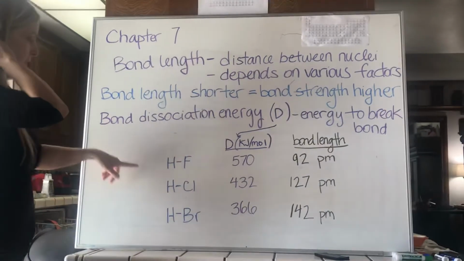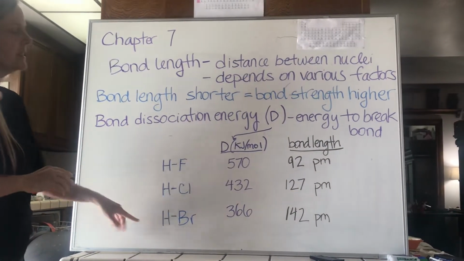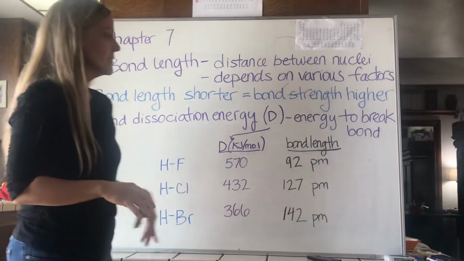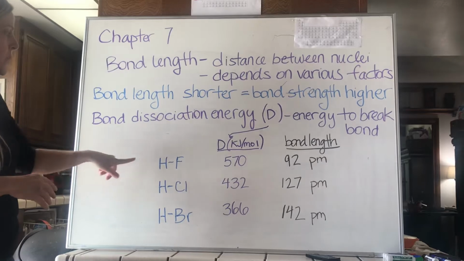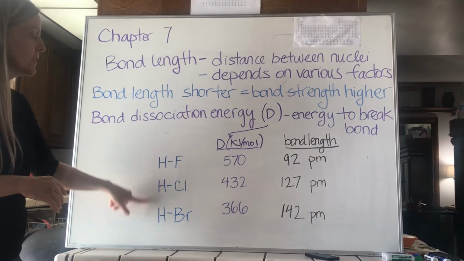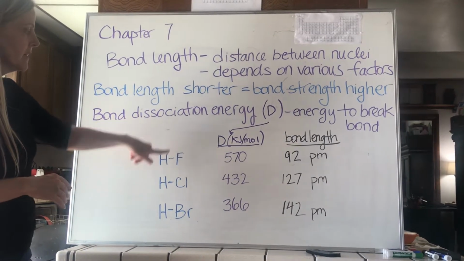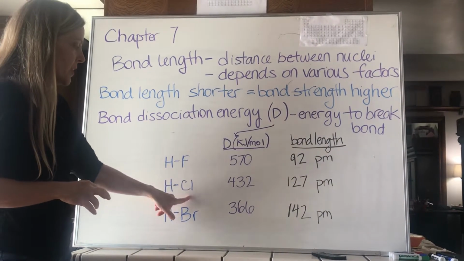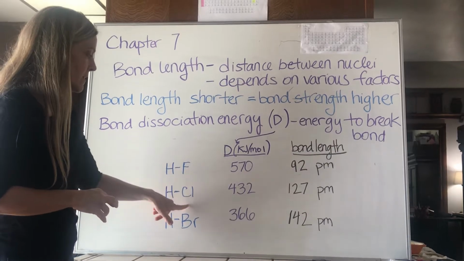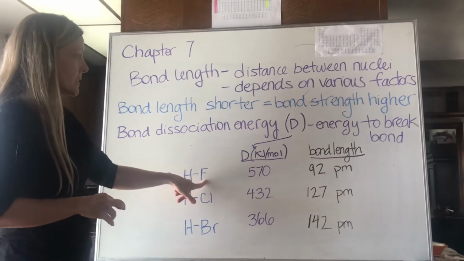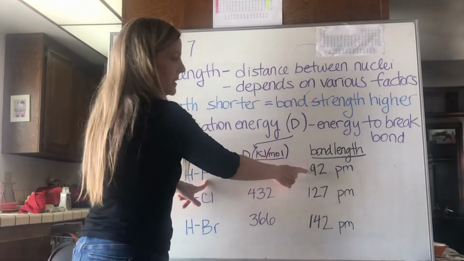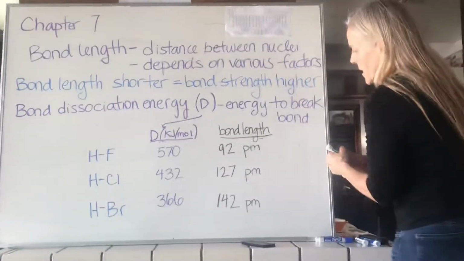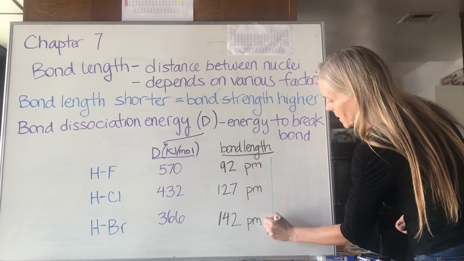So I put some bonds down here and gave their bond dissociation energies and corresponding bond lengths so you could see that. All of these have hydrogen on them. HF has the smallest atomic radius, if you remember, and then it increases as we go down the column. So it has the smallest atomic radius, which corresponds with its bond length. As you go down, you can see that the bond length is getting longer.